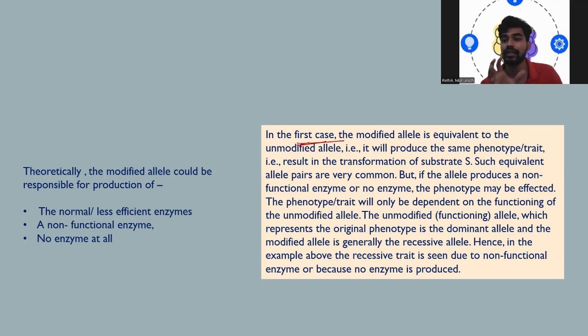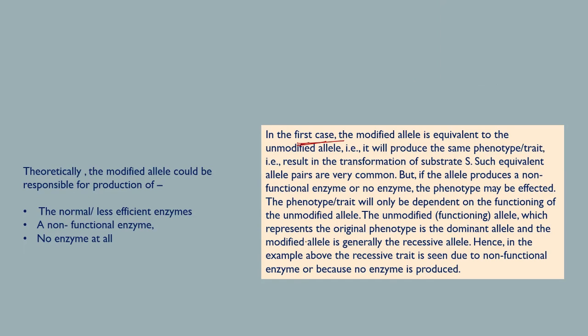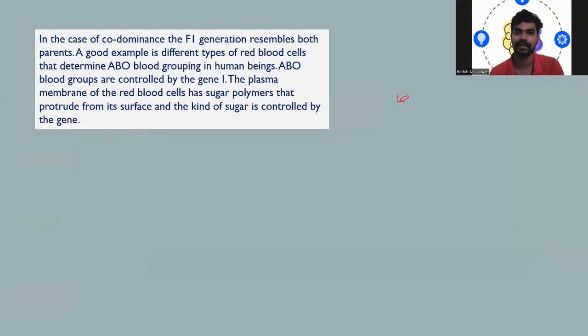So this example helps us understand what exactly dominance is and how exactly a dominant allele or dominant gene works. Clear? So this was all about incomplete dominance. Next case, that is codominance.